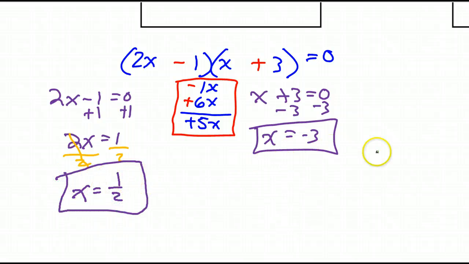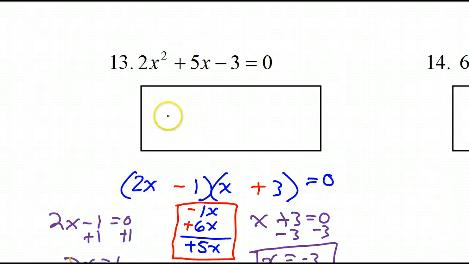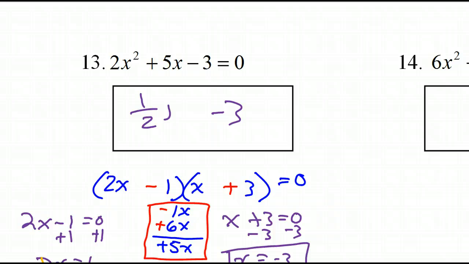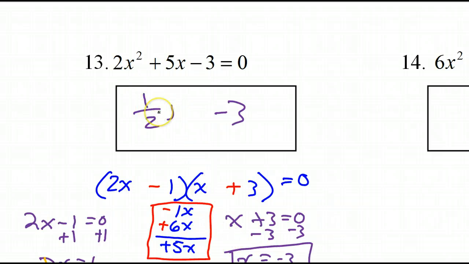All right, so 1/2 and -3. Notice this is not an ordered pair. This is not an x and a y. These are both x's, so I'm not putting them in parentheses. It's just a list.